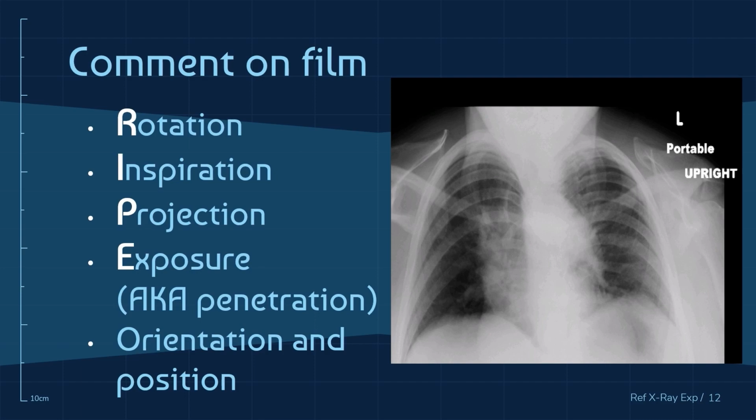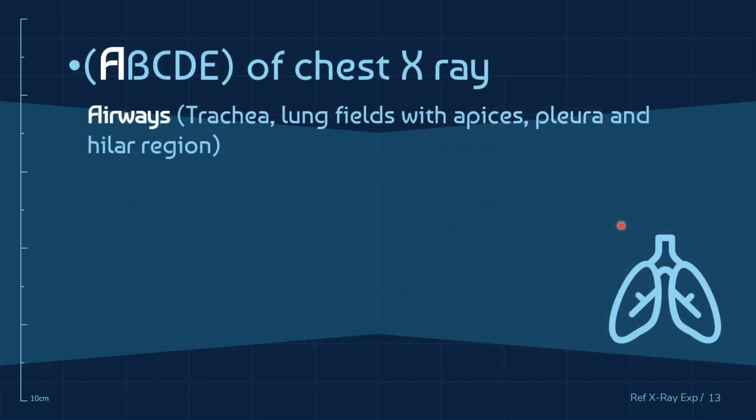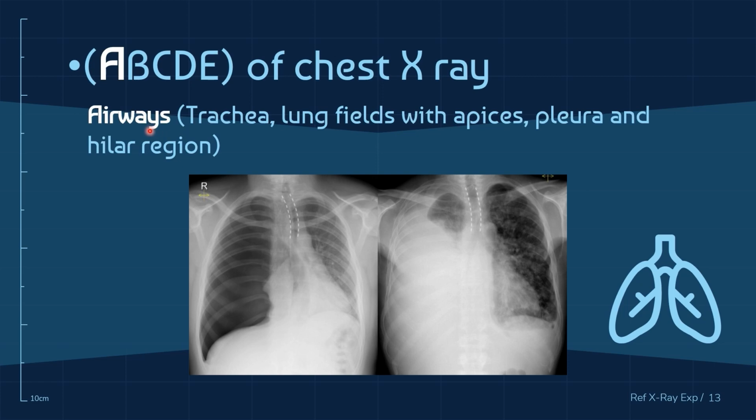Now we can start commenting on the A, B, C, D, E of the chest X-ray, which is when we start looking systematically at the structures apparent in the X-ray. So what are the A, B, C, D, E? We start first with A, which is the airways. Most importantly and most clearly visible is the tracheal deviation. So you have to check if the trachea is aligned in the midline or if it's deviated.